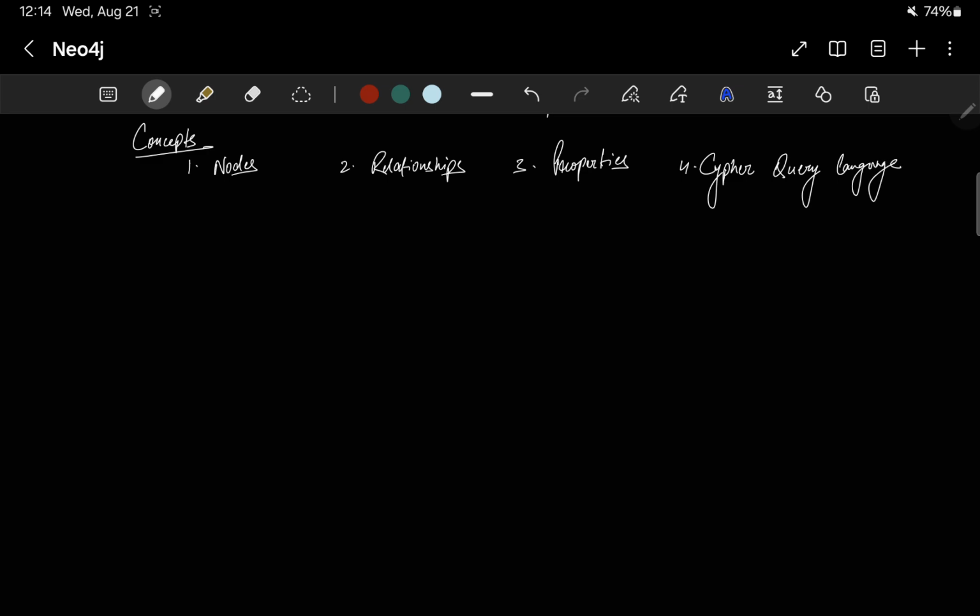Cypher Query Language. Cypher is Neo4j's declarative query language, which is designed specifically for querying and updating graph data. Cypher uses ASCII art-like syntax to describe patterns in the graph, which makes it intuitive to find and relate data. Cypher supports complex queries involving multiple relationships, aggregations, and conditional logic, right?